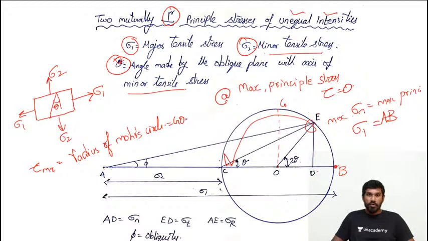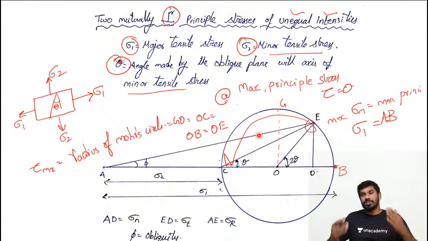That is GO, OC, OB, OE. Everything is a radius. OE is radius, OB is radius, OC is radius, or GO is radius. So the radius of the Mohr circle is the maximum possible value of shear stress. So that's why the equation is taken like this: maximum shear stress means radius of Mohr circle. Got it? So these are the two simple shortcuts.